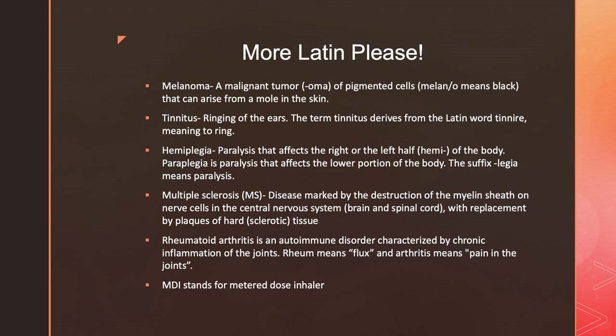Multiple sclerosis. So sclerotic means hard, and then multiple sclerosis is when multiple myelin sheaths are degenerated, or there is destruction to the myelin sheath, which will then slow down the transfer of information through that nervous system, okay, because of that hardened tissue. And then rheumatoid arthritis. So let me get back up to multiple sclerosis.